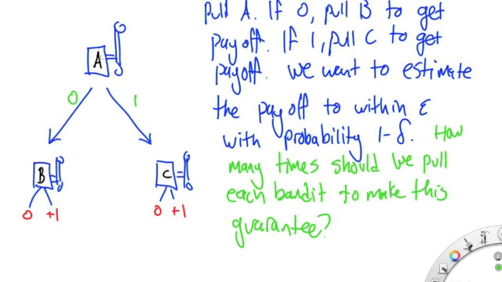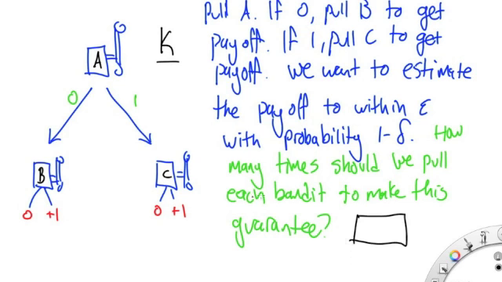Now we don't know what the probabilities of 0 and 1 are for A, B, and C, but what we're going to be able to do is take some number k and pull each of these arms k times, k times for A, k times for B, and k times for C, and use that to make estimates of what the outcomes of the A, B, and C arms are. And what we'd like to do is choose a k so that we can make the following guarantee. We want to estimate the payoff of this system as a whole to within epsilon with probability 1 minus delta. Now the question is, how many times should we pull each bandit? What value of k should we use to make this guarantee?